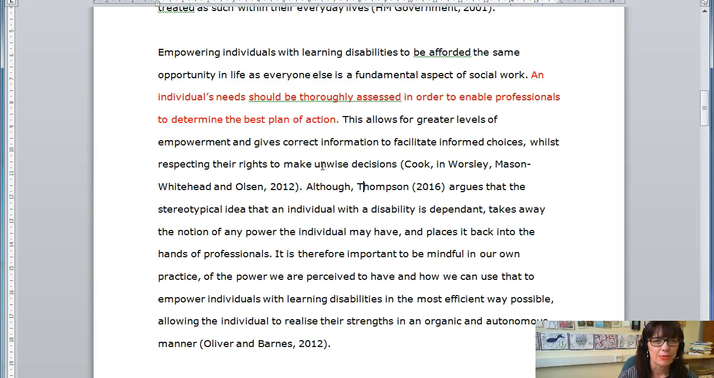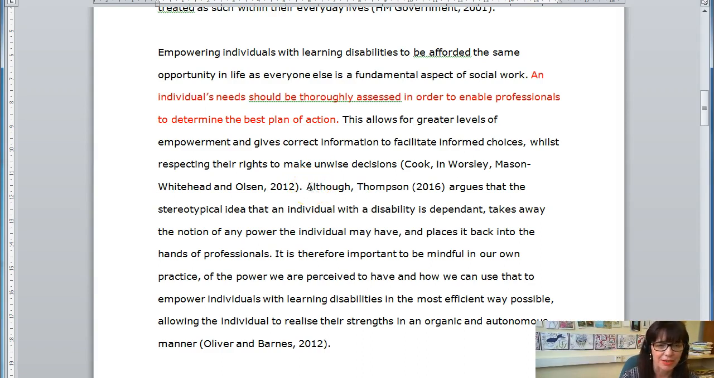So what they're saying is that if you have been assessed, then that would lead you to greater levels of empowerment and can facilitate informed choices. And these are not necessarily incorrect, but they are maybe idealistic views. And then in a critical essay, you would argue about that and critique it.